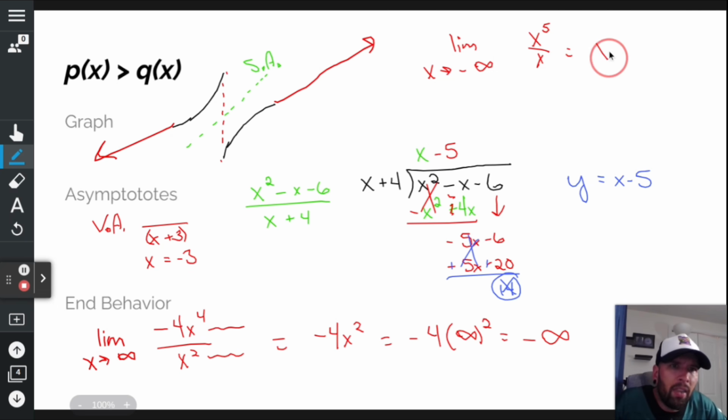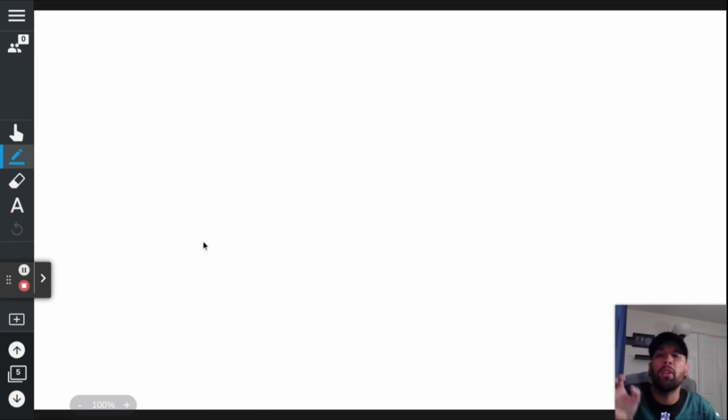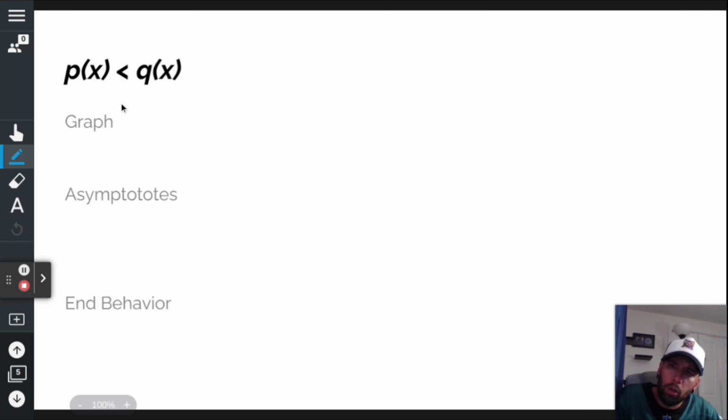You simplify that, you get x to the fourth. You plug in negative infinity to the fourth, and negative infinity times negative infinity times negative infinity times negative infinity is positive infinity. So you're going to get one of the infinities whenever your numerator is greater than the denominator. So last but not least, what if the denominator is greater than the numerator?